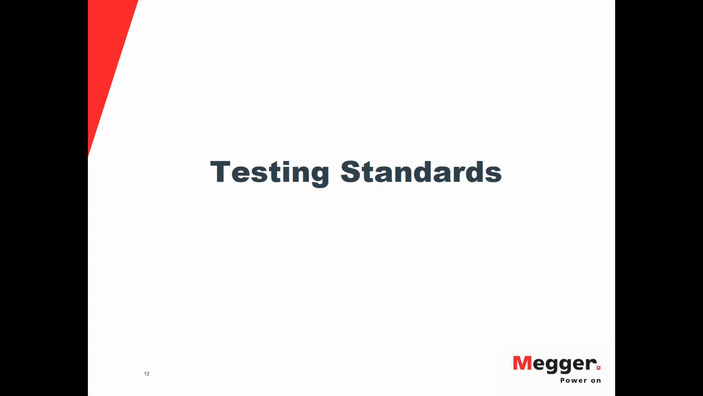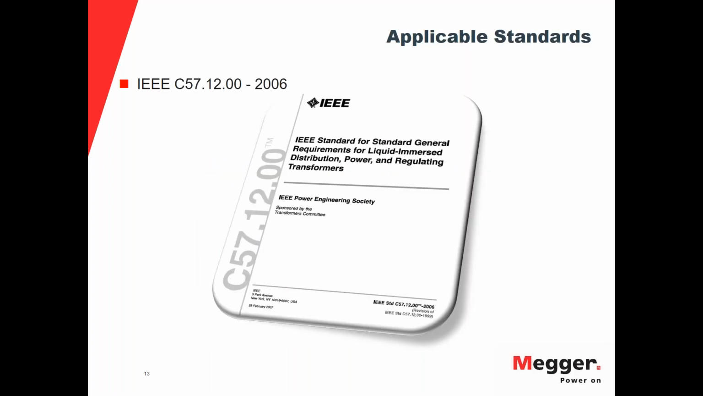Of course, there are a lot of different testing standards out there, but the ones we're going to be focusing on for this presentation are highlighted here. We've got IEEE C57.12. This is more for the design and manufacturing side of the house, as far as the proper specifications for distribution, power, and regulating transformers.